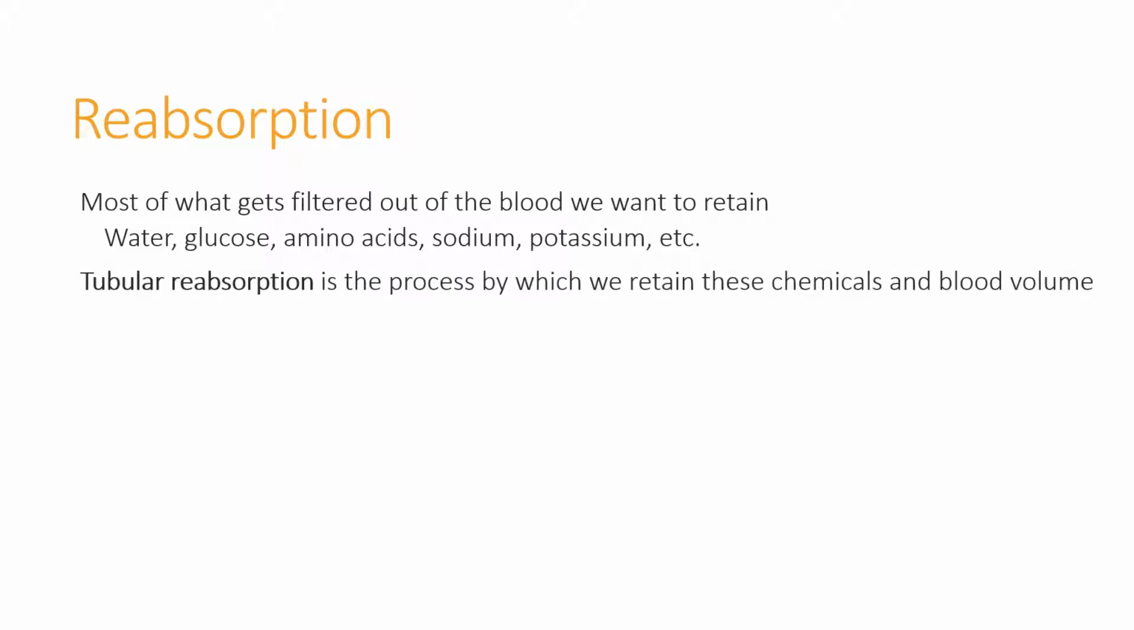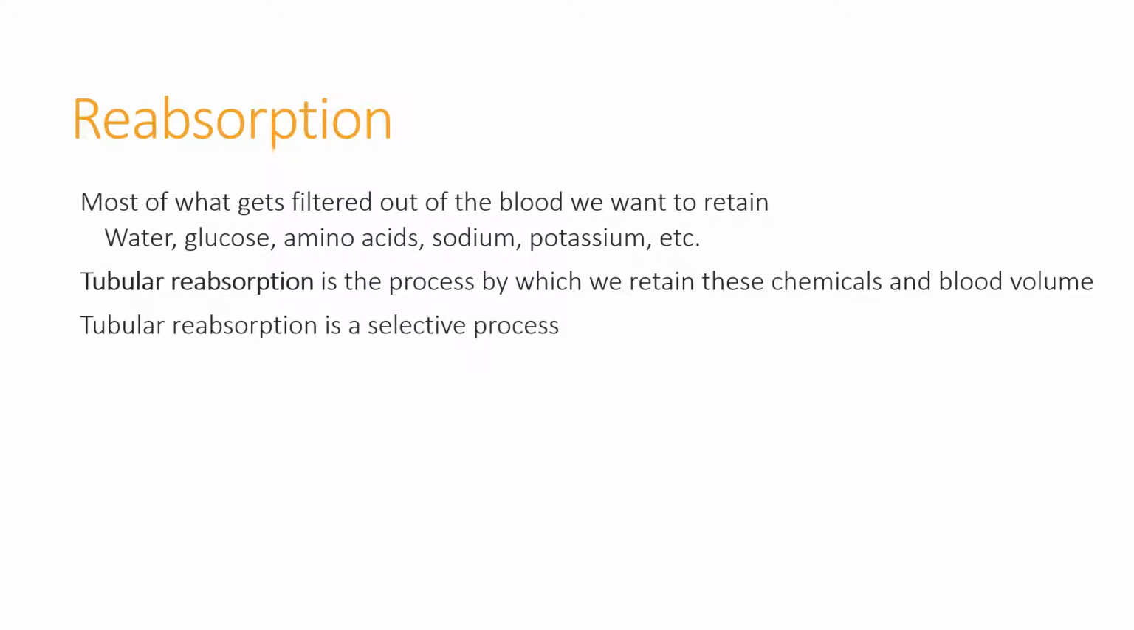Most of what gets filtered out up at the glomerulus, we want to retain in the body, like water, glucose, amino acids, most of our sodium, most of our potassium. We don't want to lose those things. We want to pull them back into the blood. Tubular reabsorption is the process by which we retain these chemicals and, by doing so, also retain our blood volume.